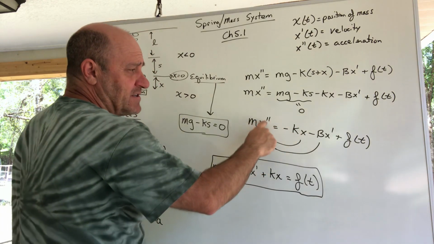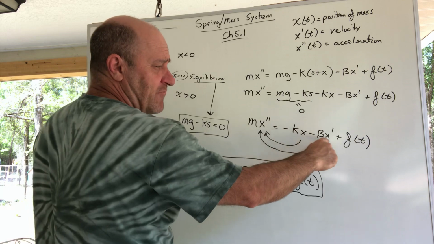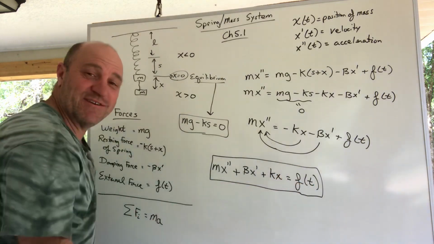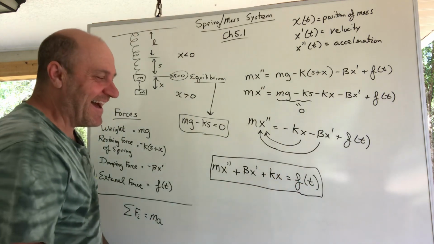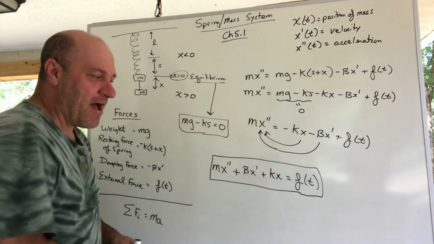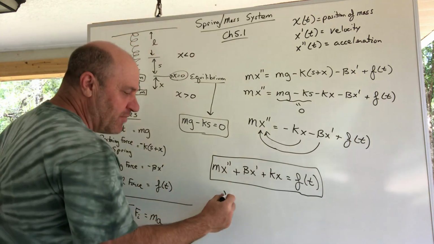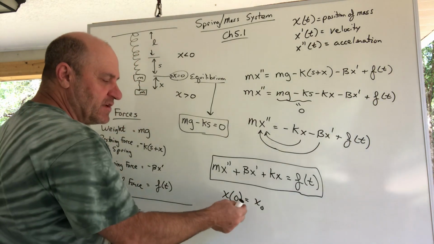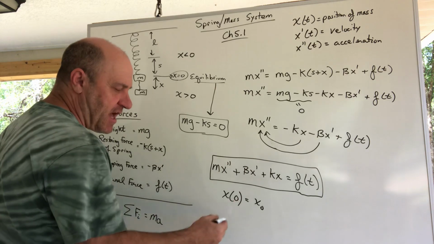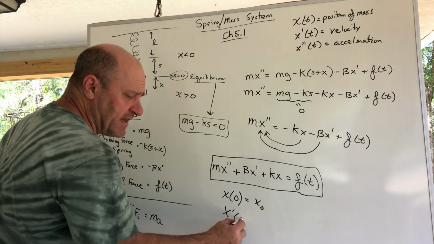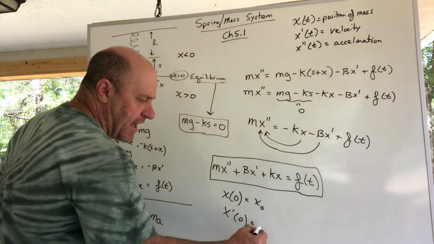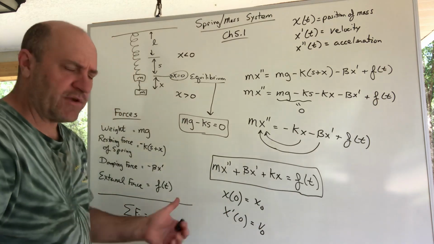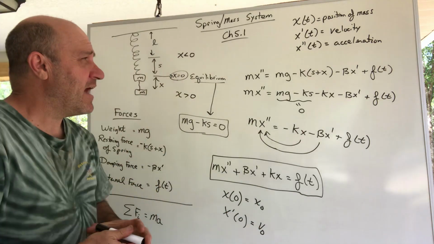That leaves me with mx double prime equals negative kx, negative beta x prime plus f of t. Move these two terms over, and you have what we've been shooting for. This is our second order DE. We will pull this mass down. There will be an initial condition where we set it into motion, some initial x naught, and we might give it a little push when we let it go. So there's some initial velocity. I'll call that v naught. So we'll have a second order DE with initial conditions, and we can solve it in this context.